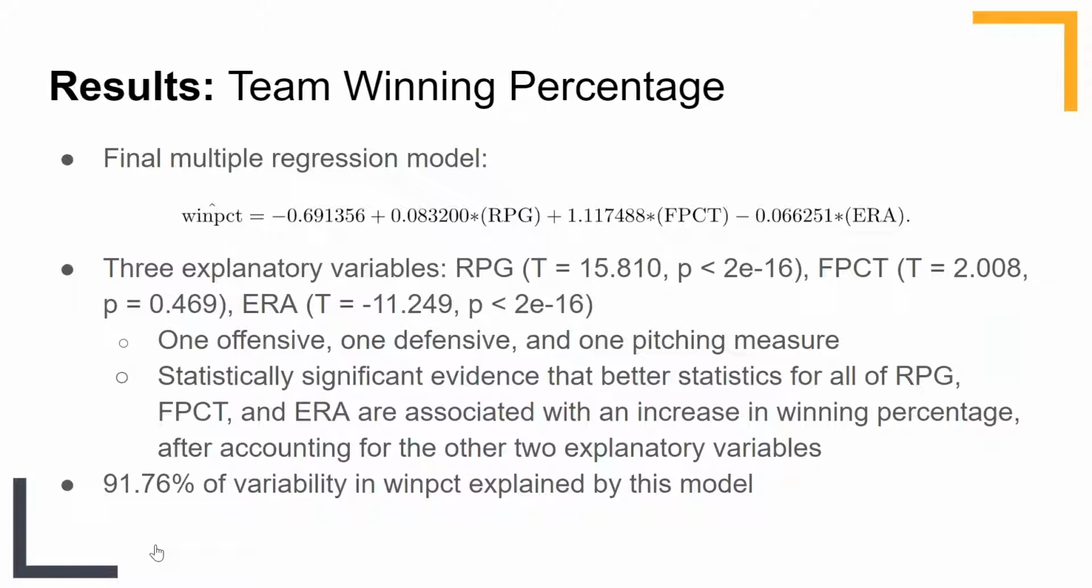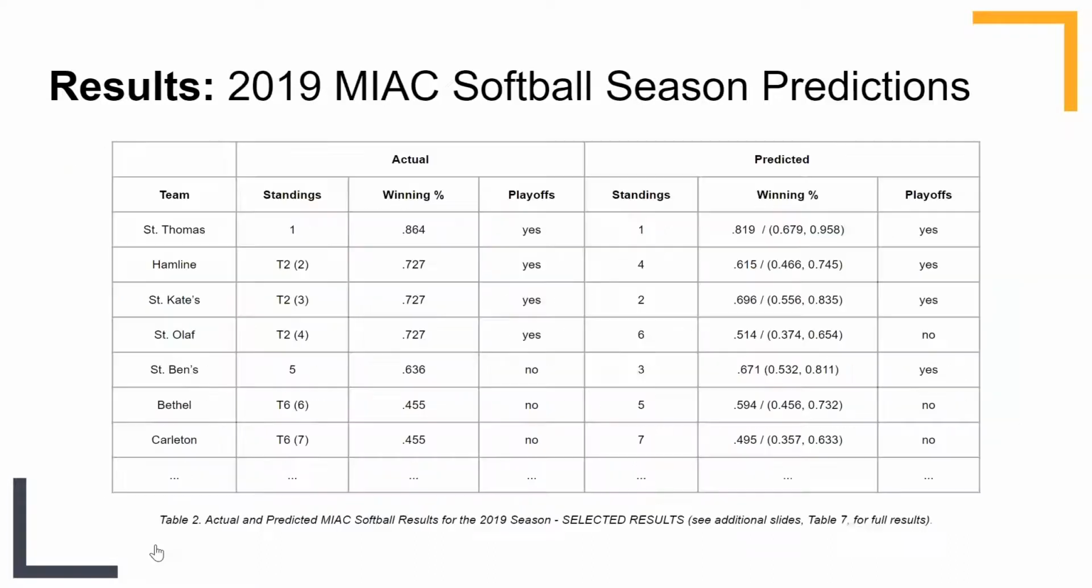Our model indicated that there's statistically significant evidence that better stats for runs scored per game, fielding percentage, and ERA are associated with an increase in winning percentage after accounting for the other two explanatory variables in this model. Overall, then, our model explains almost 92% of variability in winning percentage.